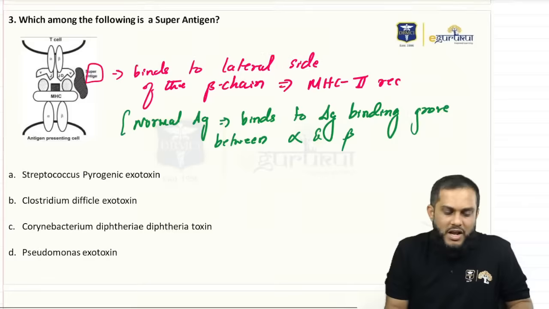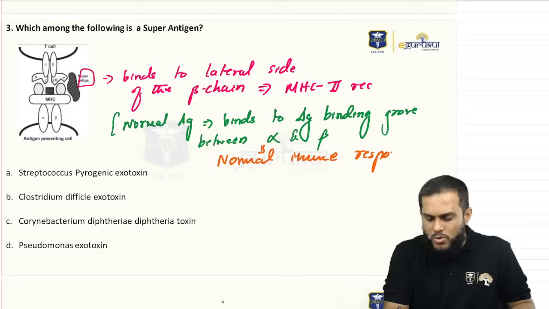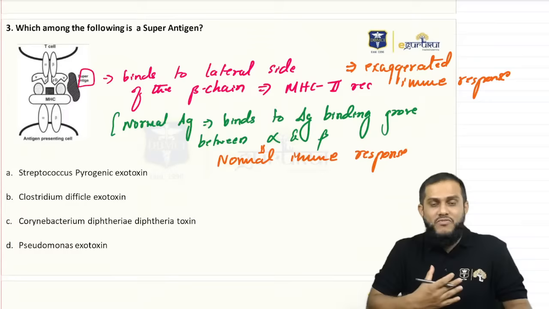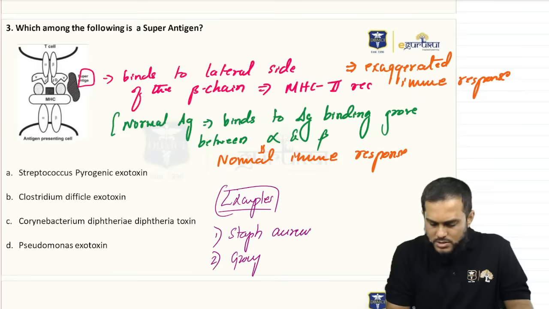Because a normal antigen binds to the antigen binding groove, it initiates a normal immune response. Whereas to tackle a super antigen, our body has to exaggerate the immune response. We get an exaggerated immune response with a super antigen, and the exaggerated immune response leads to tissue damage, and because of that we get the diseases. So the two important examples of super antigen that you should not forget are Staphylococcus aureus and group A streptococcus.